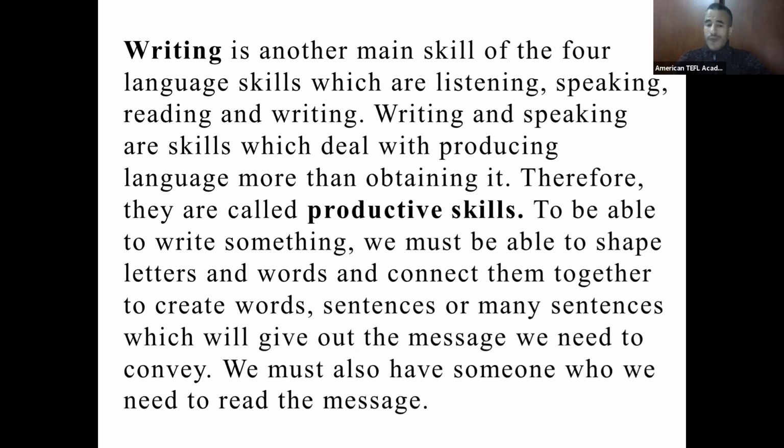So to be able to write something, we must be able to shape letters. So when we talk about writing, number one, we start with shaping letters, how to write letters. And then from letters, A, B, C, D, we move to words, like book, table, desk, chair, etc. And from words, we connect them together to create mini sentences, which will give out the message we need to convey. So we must also have someone who we need to read the message.